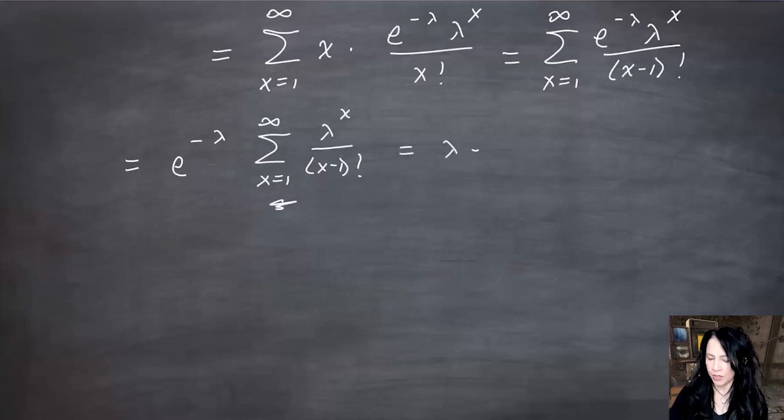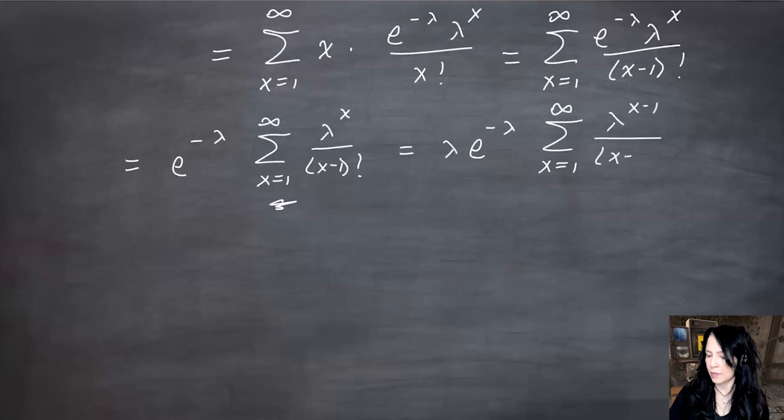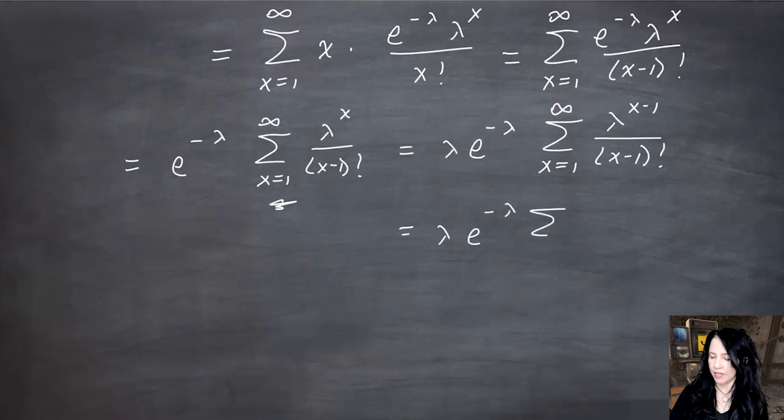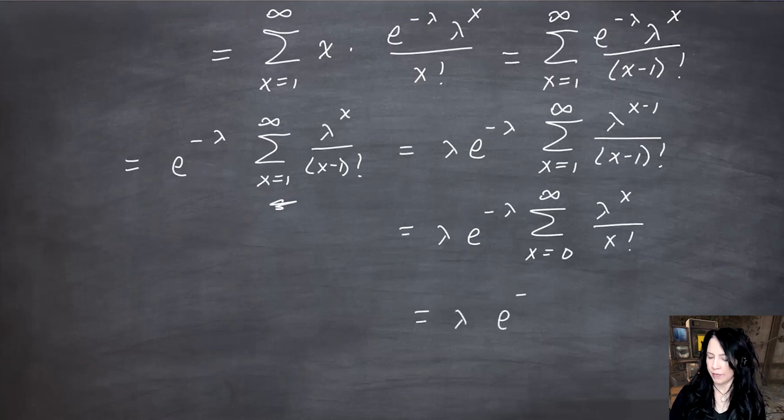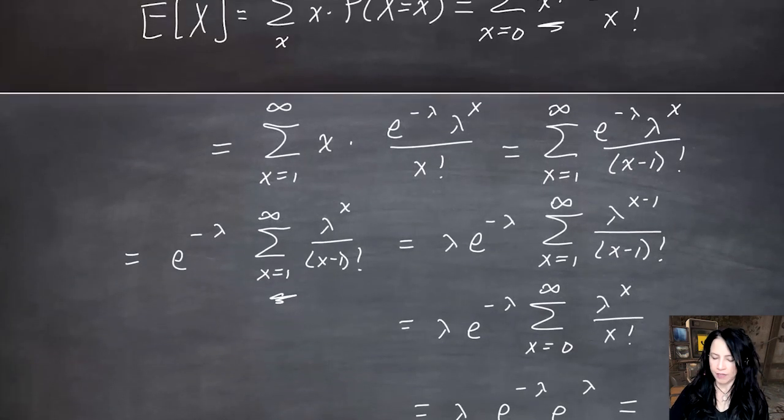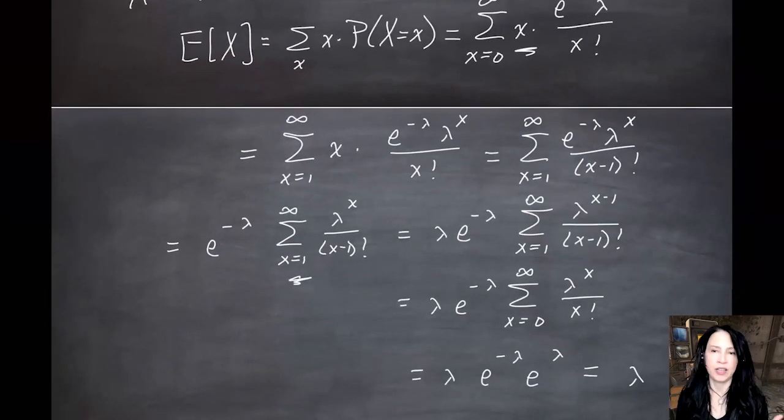So I'm going to pull out a single lambda, and then x goes from 1 to infinity, lambda to the (x minus 1) over (x minus 1) factorial. And if we re-index that, this is just the power series for e to the lambda. So we get lambda e to the minus lambda, e to the positive lambda, so we get lambda. The expected value of the Poisson distribution is just that parameter. That's probably not new to a lot of you.